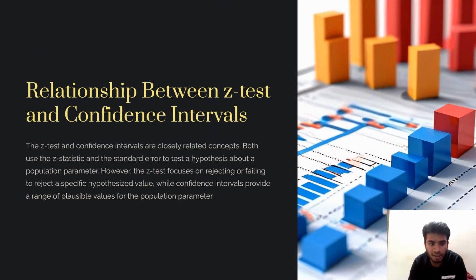Relationship between Z test and confidence intervals. The Z test and confidence intervals are closely related concepts. Both use the Z statistic and the standard error to test a hypothesis about a population parameter. However, the Z test focuses on rejecting or failing to reject a specified hypothesized value, while confidence intervals provide a range of possible values for the population parameter.